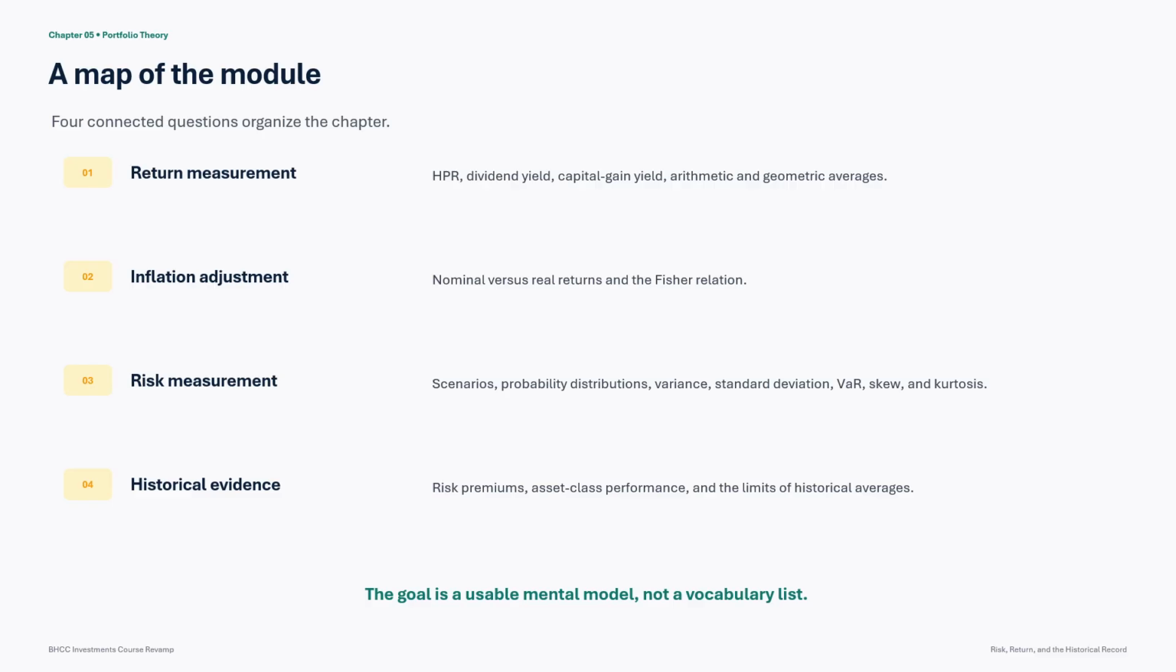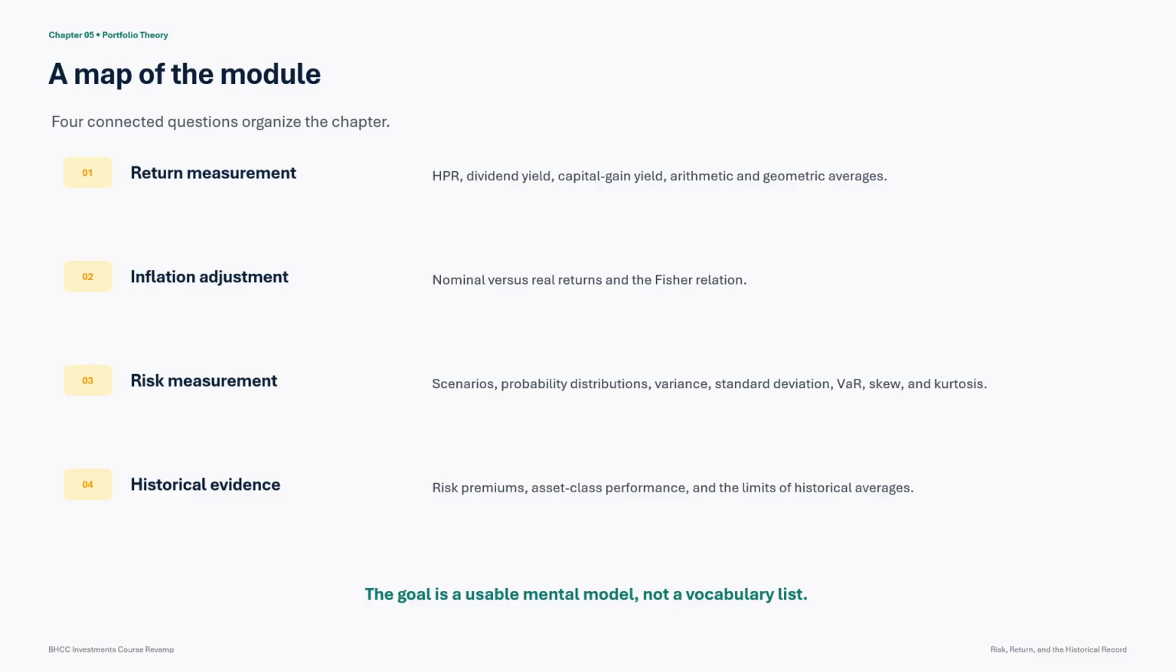The third question is risk measurement. We use scenarios and probability distributions to describe possible outcomes. Variance and standard deviation measure dispersion. Value at risk focuses on a downside threshold. Skew and kurtosis help us recognize that real-world returns may be asymmetric and may produce more extreme outcomes than a normal distribution suggests.